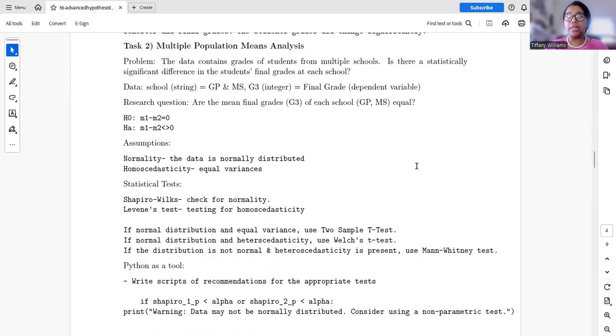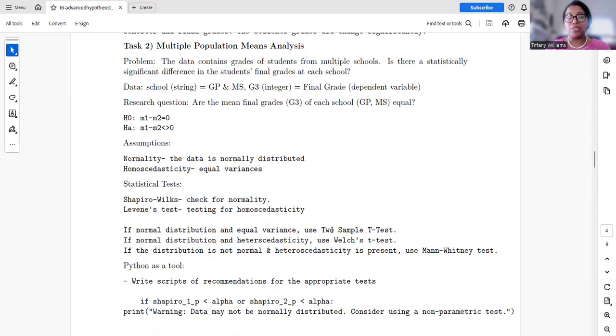And some of the assumptions in multiple population mean analysis, one is normality. It's commonly assumed that the data is normally distributed. Also, homoscedasticity, or equal variances. So we will test for those assumptions with the Shapiro-Wilk test for normality and the Levene's test for homoscedasticity.